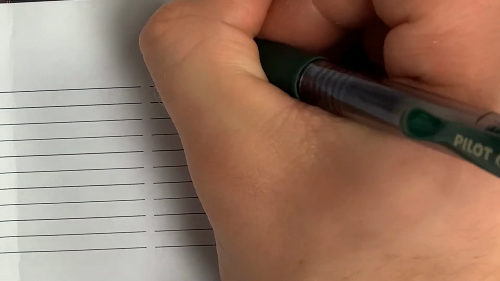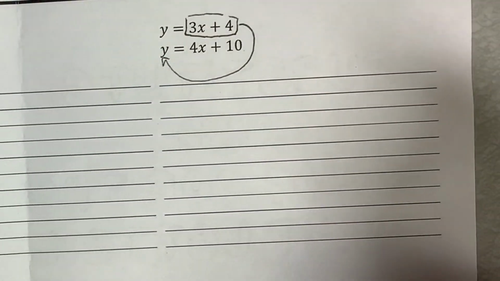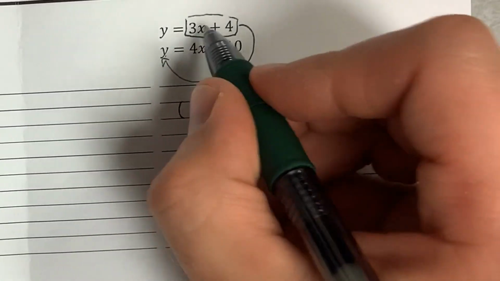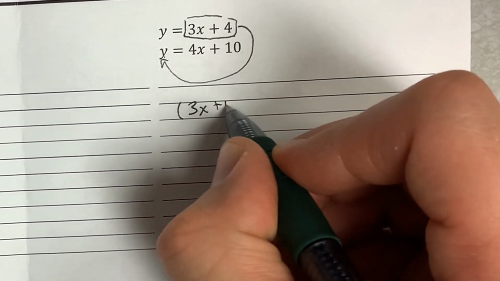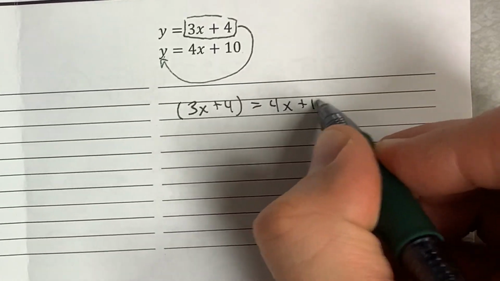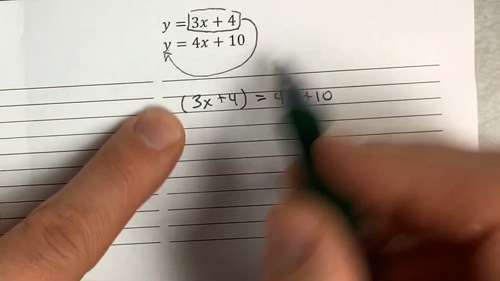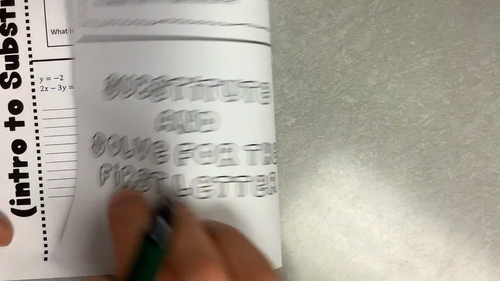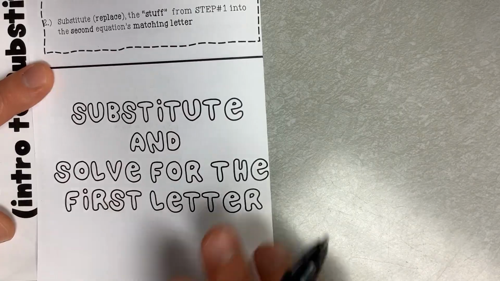I'm just gonna, like I said, choose the top one. So y is equal to this box. I'm gonna plug this box in for y. So let's rewrite this down. 3x plus 4 equals 4x minus 10. I rewrote the bottom equation, but I took out the y and I plugged in the 3x plus 4. And just like this says, we're going to substitute and solve for the first letter. So we're going to solve for this.